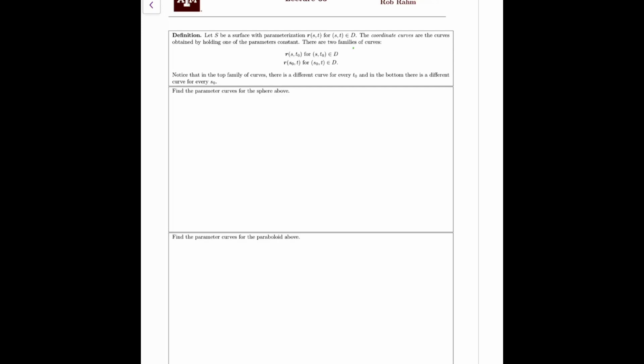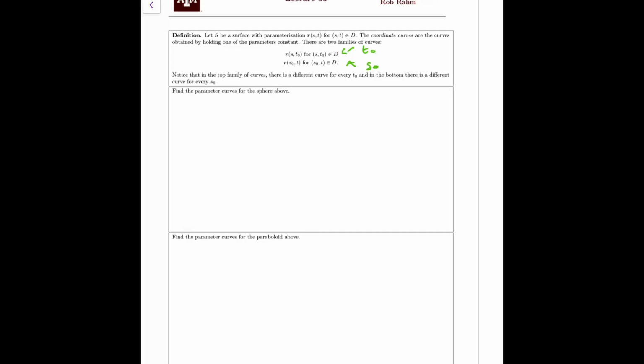In the first family of curves, we get a different curve for every fixed t naught. And in the second family, we get a curve for every fixed s naught. Okay, so let's find the parameter curves for the sphere above.